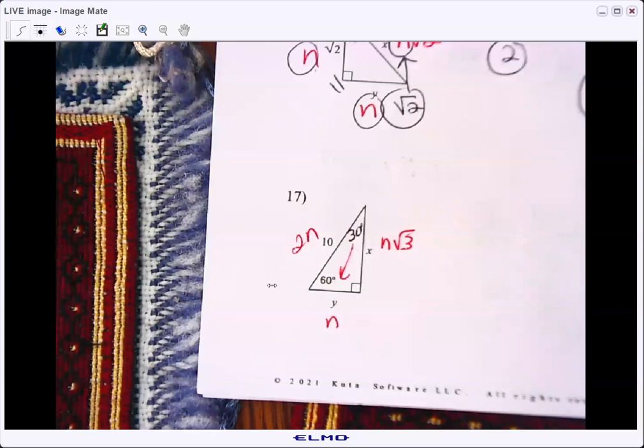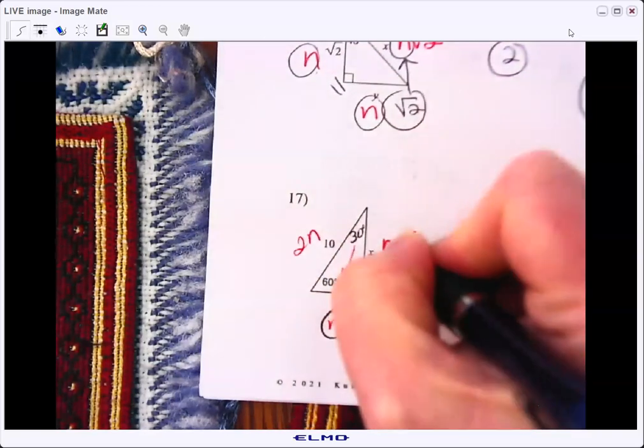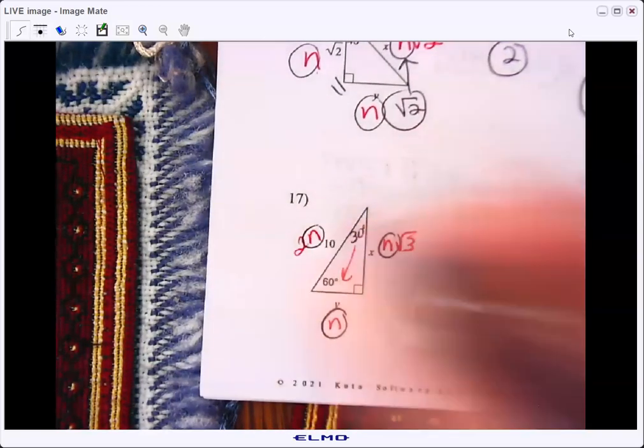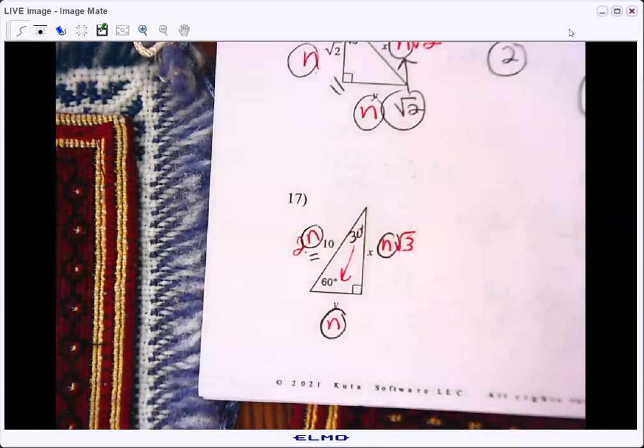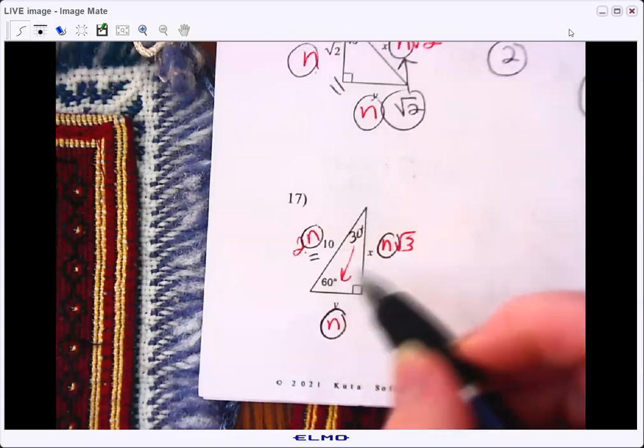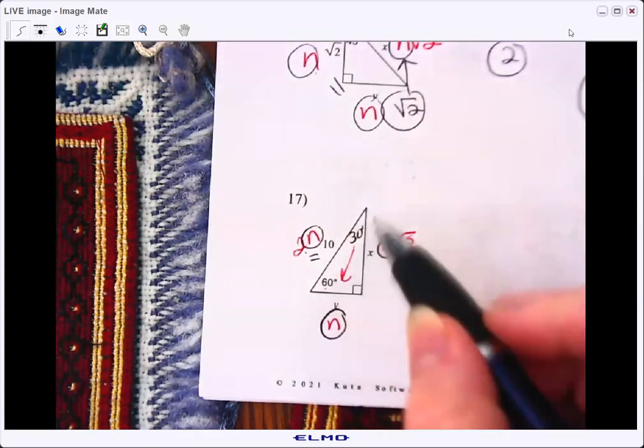Some of you have a question mark, but that's okay. Wait, what are we finding? N. Okay. These n's are all the same. I know that this 2n is equal to 10. Some of you are drawing the wrong picture. You have to be using the label for the 30, 60, 90 triangle. There are two special triangles, and you're going to know which one to use because this is a 30 and a 60, not a 45 and 45.